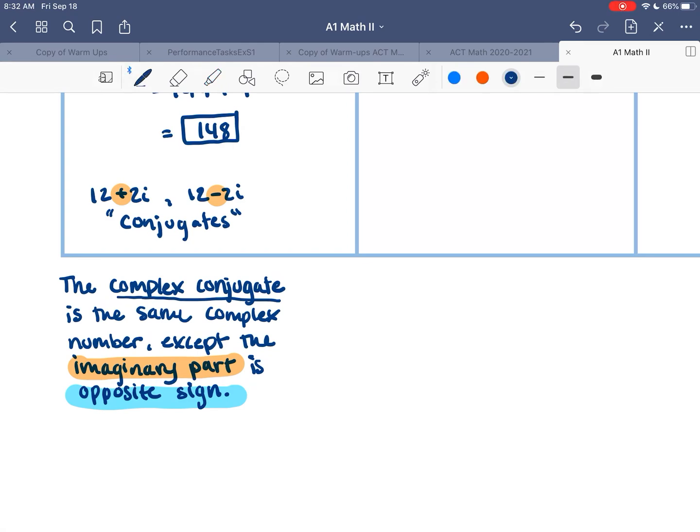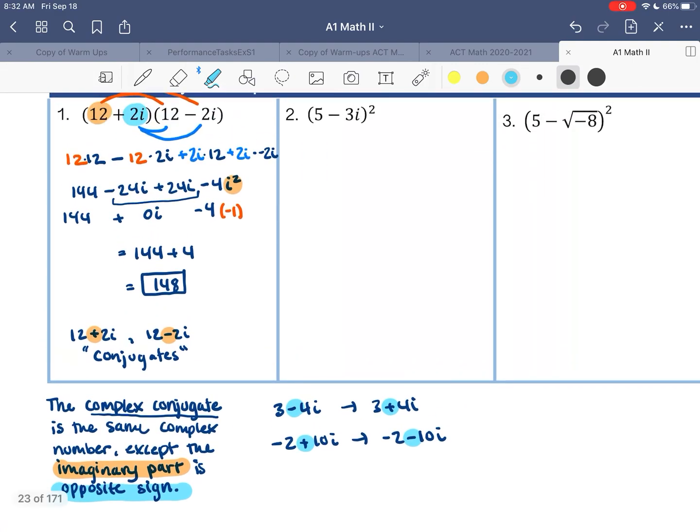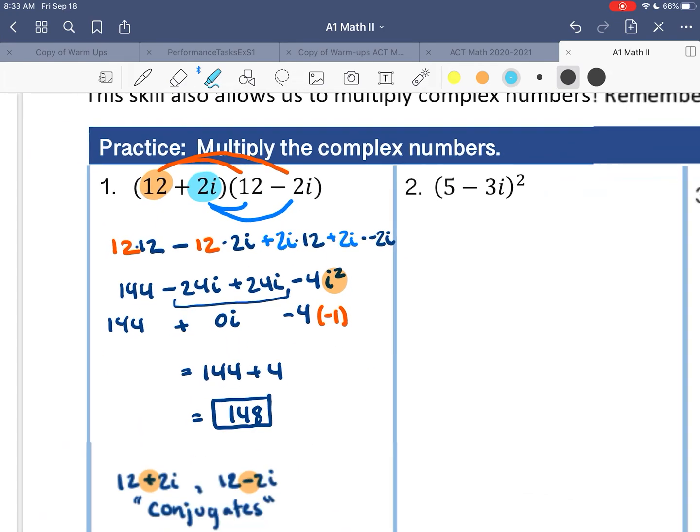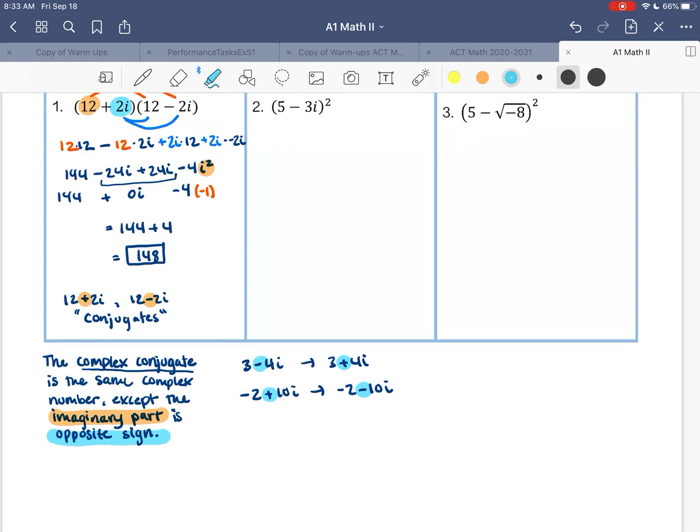So some examples of complex conjugates: if you have 3 minus 4i, the complex conjugate would be 3 plus 4i. The complex conjugate of negative 2 plus 10i is negative 2 minus 10i. So all I'm changing here is the sign in front of the imaginary part. That's just a fun concept from complex numbers that we didn't get to learn because we didn't know how to multiply polynomials yet. So that's all I'm going to do for you today.